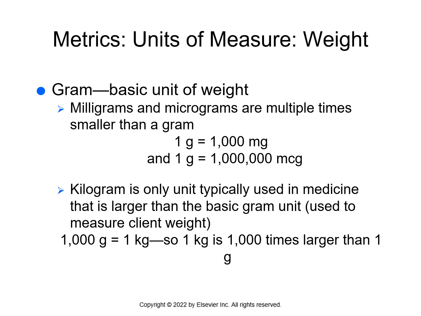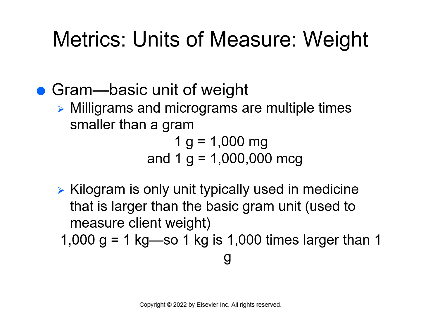So when we talk about units of measure, again, gram is the basic unit of measurement for weight. Milligrams and micrograms are multiple times smaller than a gram. 1 gram is 1,000 milligrams. 1 gram is 1,000,000 micrograms. Kilogram is the only unit that we typically use that's larger than the base unit gram when we measure weight. So 1,000 grams is 1 kilogram. 1 kilogram is 1,000 times larger than 1 gram.